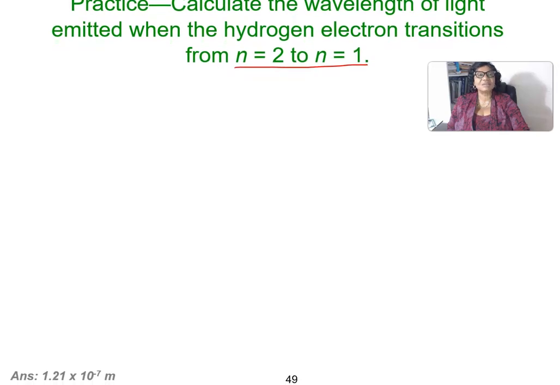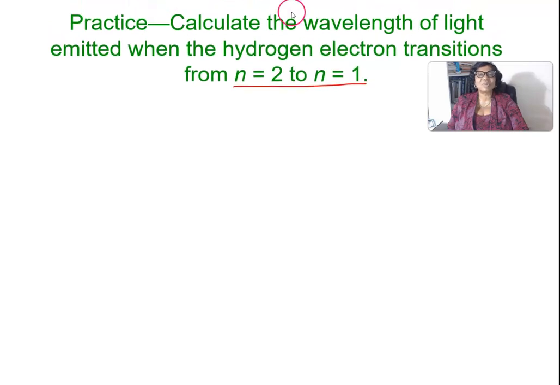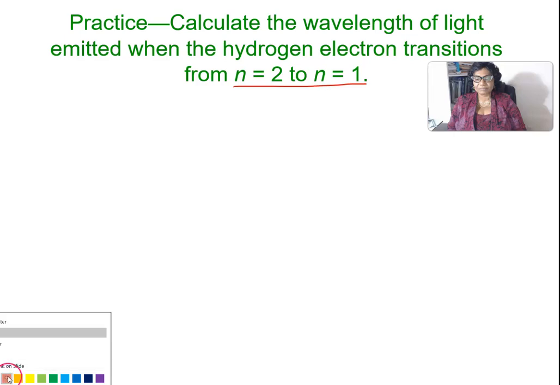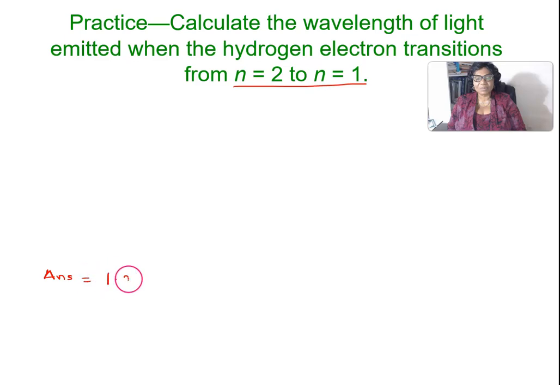So that's your answer. Your answer should be 1.21 times 10 to the 7 meters. So make sure you do your practice. Follow the example we did in the last calculation and try and do this one. So your answer should be, let me write it here again, 1.21 times 10 to the minus 7 meters. That should be your answer.